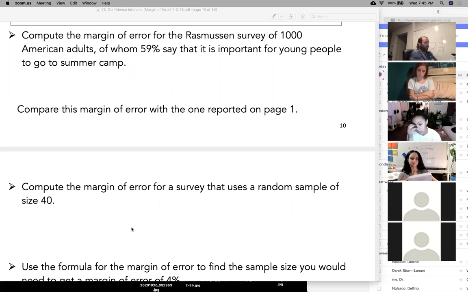About 16%. So what do you notice about the margin of error for the sample of size 1,000 compared to the margin of error for the sample of size 40? Significantly smaller margin of error. And of course, if you're going for maximum accuracy, then you're going to go for the smallest margin of error that you can find, right? So what is one way of getting a smaller margin of error? A larger sample size. The larger the sample size, the more accurate it's going to be. Does that make sense and seem reasonable?